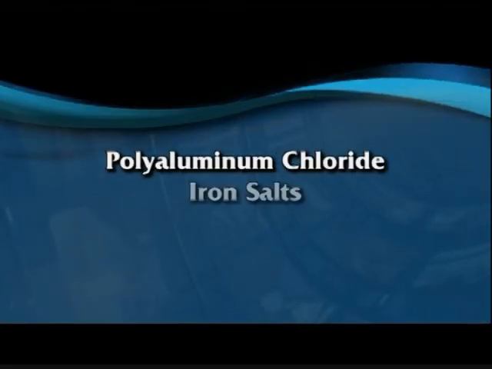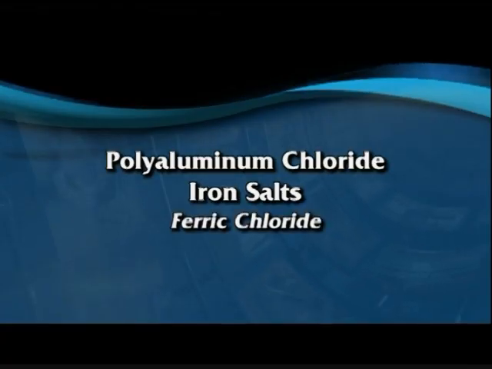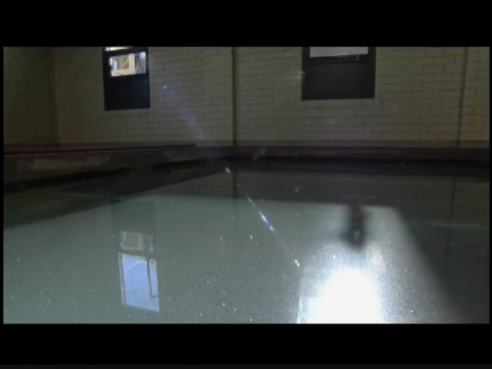Polyaluminum chloride and iron salts such as ferric chloride and ferric sulfate are also used. They operate over a wider pH range. Coagulant and flocculant aids are added to improve binding, build stronger, more settlable floc, and affect flocculation by increasing floc size, strength, and/or floc density.